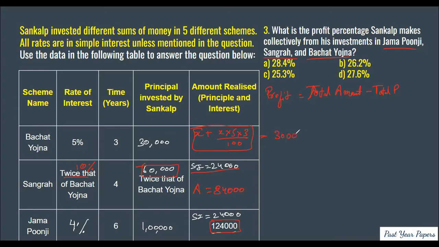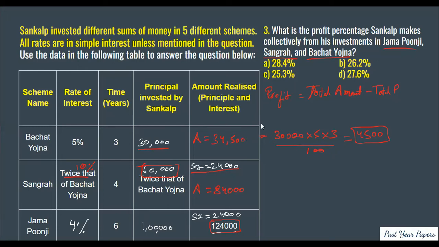Bachat Yojana principal will be 30,000. What will be simple interest for Bachat Yojana? 30,000 times 5 times 3 upon 100, which will give me 4,500. So this is simple interest and principal is 30,000. Yes. So what will be the amount? The amount will be 30,000 plus 4,500. That means 34,500. This will be the amount.